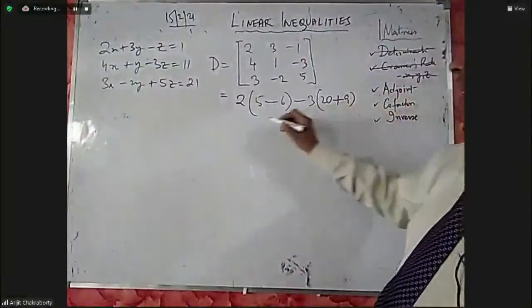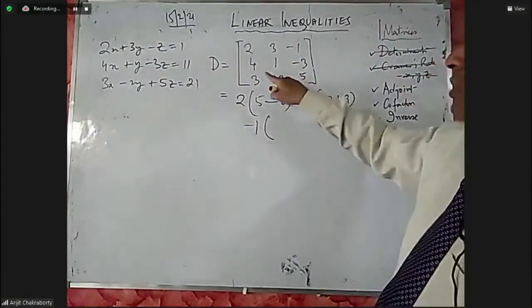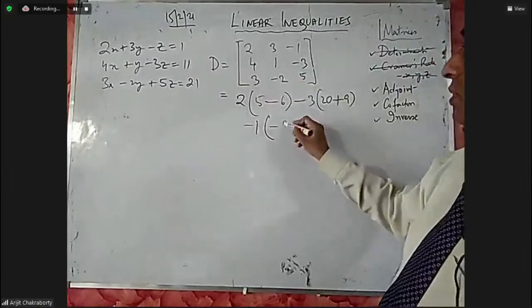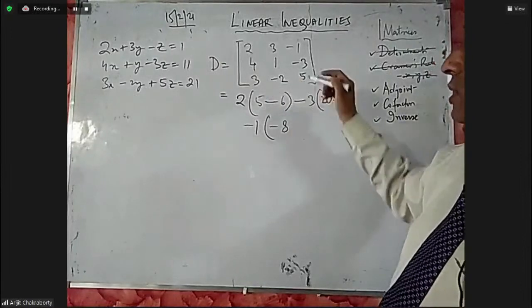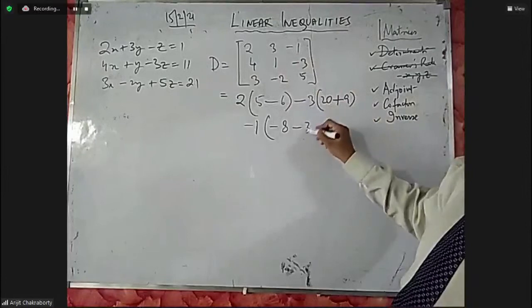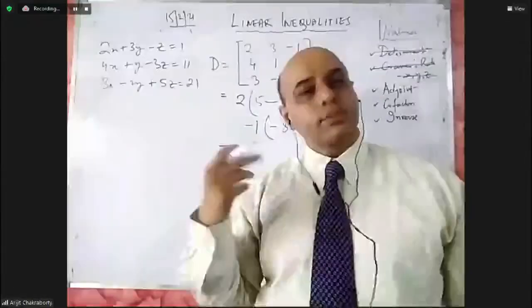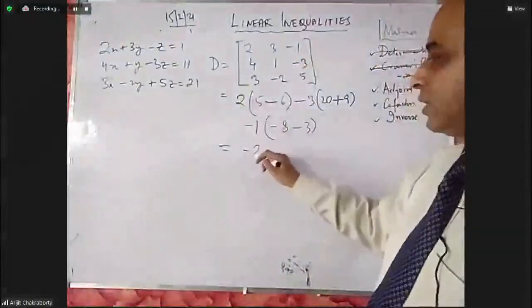Okay. Then we have minus 1. So I write minus 1, and I will take 4 into minus 2, that is minus 8, minus 3 into 1, that is minus 3. So what am I getting? 2 into 5 minus 6, that is minus 1. Minus 1 into 2 is minus 2.